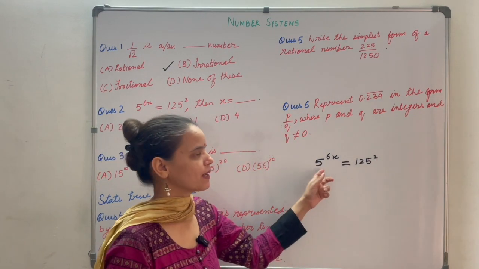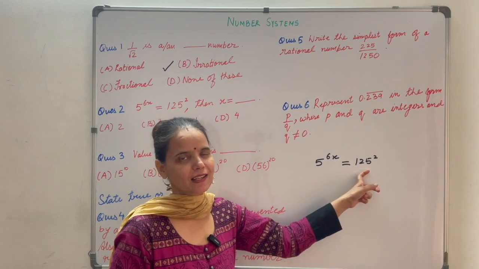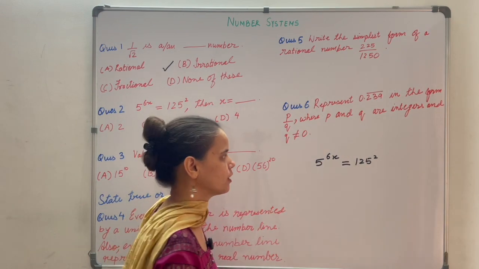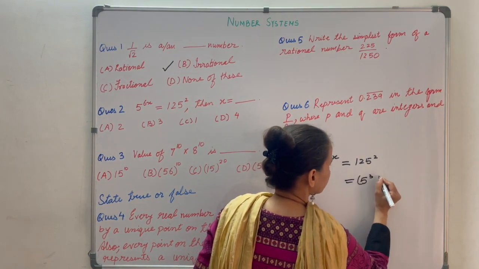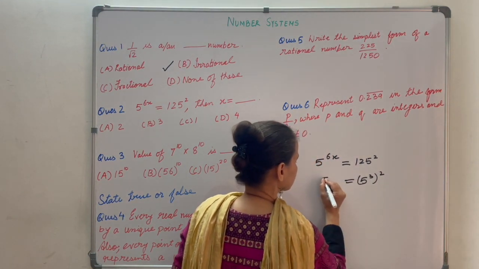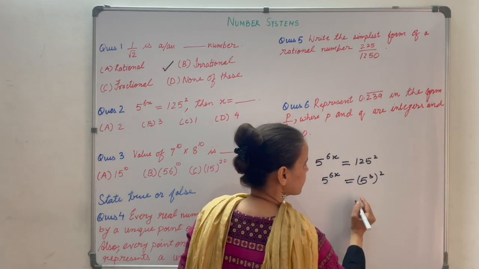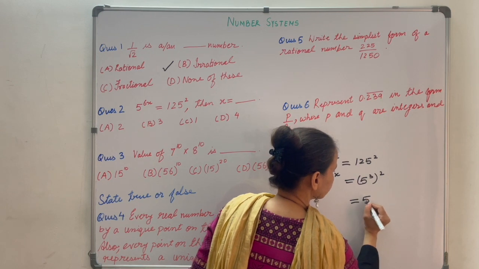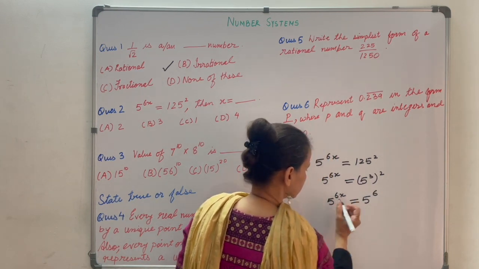So let us make the base same and try to solve it. So 125 we can write it as 5 cube. So let us write it. So this is 5 cube whole raised to the power 2, and on this side we have 5 raised to the power 6x. So now we can multiply the exponents. So you will have 5 raised to the power 6, and here you have 5 raised to the power 6x.